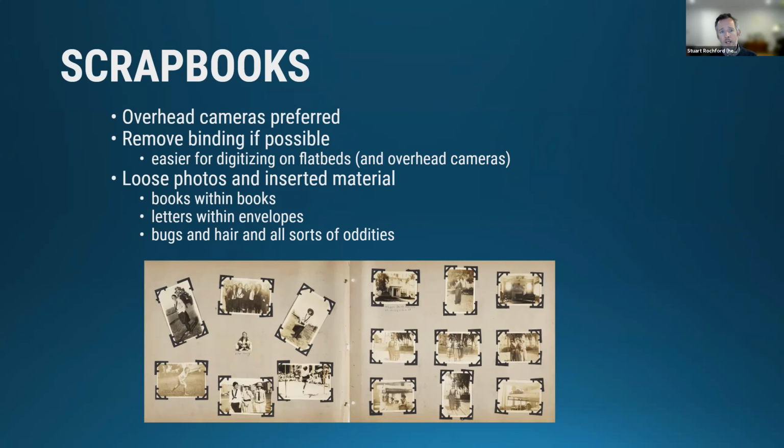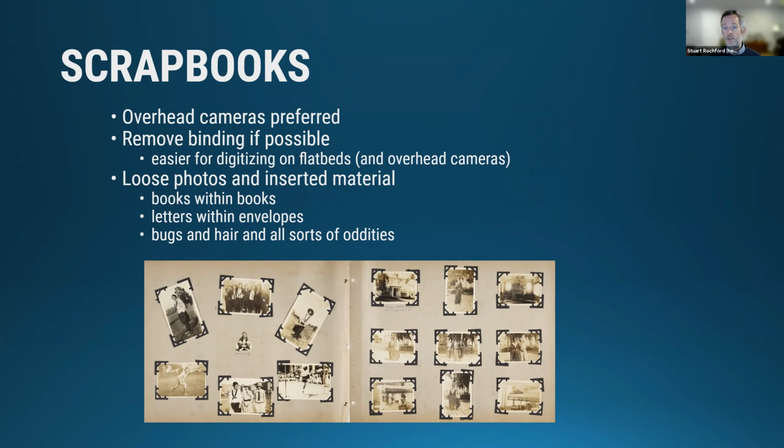So it's great if you can shoot it overhead with a camera, and then you could just put a piece of glass on it to flatten it, if that's an option. Removing the binding is one of the best ways to get a good high quality image of a scrapbook.